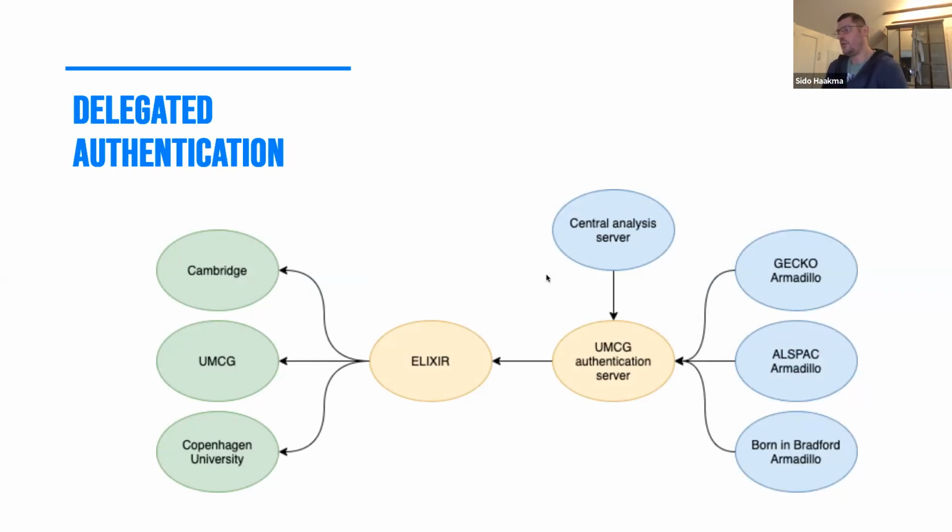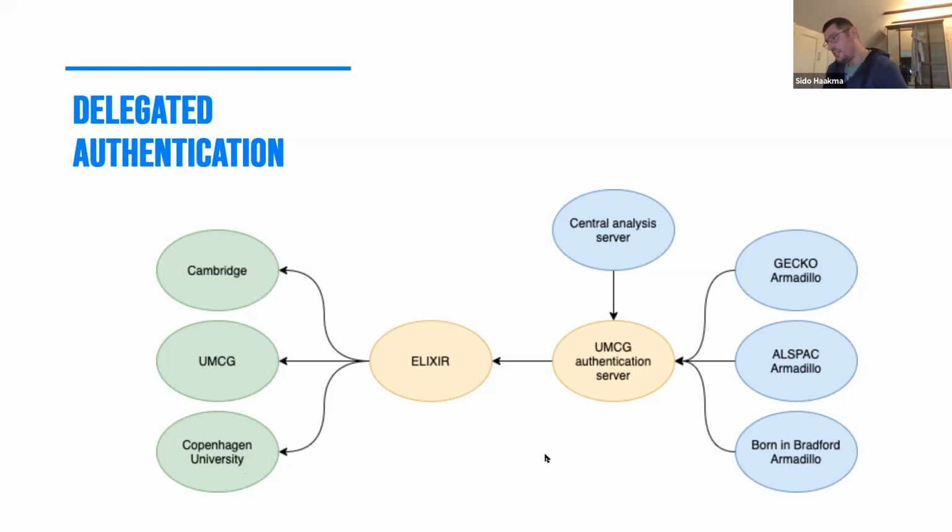authenticate. You will be redirected to the UMCG authentication server, and then Elixir is a sort of single sign-on service of research institutes that are within Europe. So Elixir allows you to log in via the Cambridge identity provider, or via the UMCG identity provider, or via the Copenhagen University identity provider. And that's something that I will show in the demo as well, that you will be redirected through your own institute, and then you come back to the Armadillo to do your analysis.